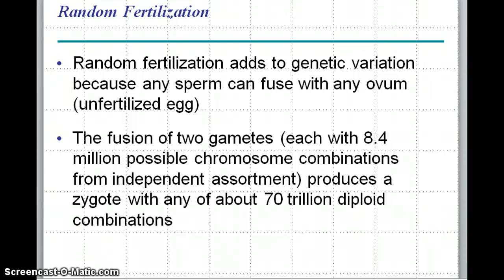It's really quite astonishing how you end up like you are, based on all of the possible variation that goes into each zygote, with 70 trillion plus diploid combinations. An interesting thought to remember.